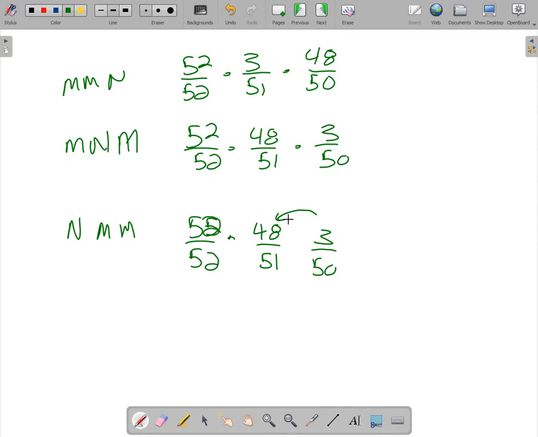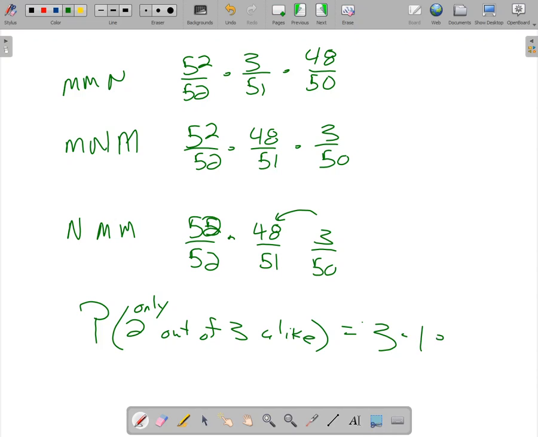What do you notice about all 3 scenarios here? Anything? Do they have anything in common? They have the same numbers, maybe not in exactly the same order. Numbers, different order, so they're all going to come out to the same thing, whatever that decimal is. Like if we rewrote this as a decimal or fraction, they're all the same number. I just have 3 of them. So the final answer for the probability of only 2 out of 3 alike is 3 times, well, that's really just a 1, times 48 out of 51 times 3 out of 50.